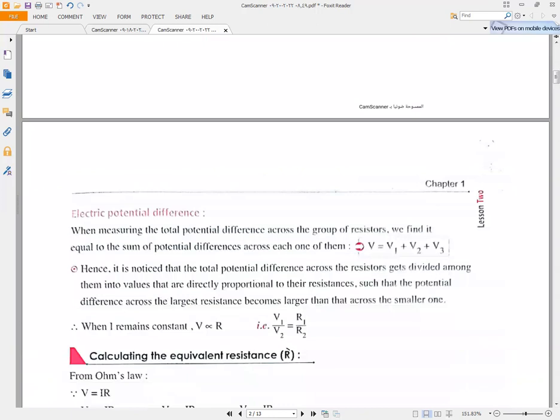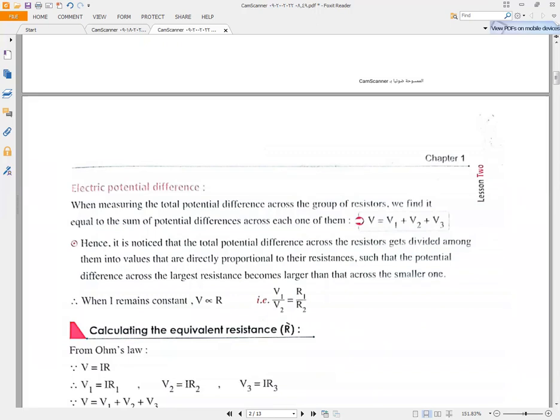When I remains constant, the largest potential difference is across the largest resistance. It has a direct relation: V1 over V2 equals R1 over R2 when I is constant. From Ohm's law, we can get the equivalent resistance, symbolized by R dash, where V equals I times R. This is V total. V1 equals I1 R1, V2 equals I only R2, V3 equals I R3.